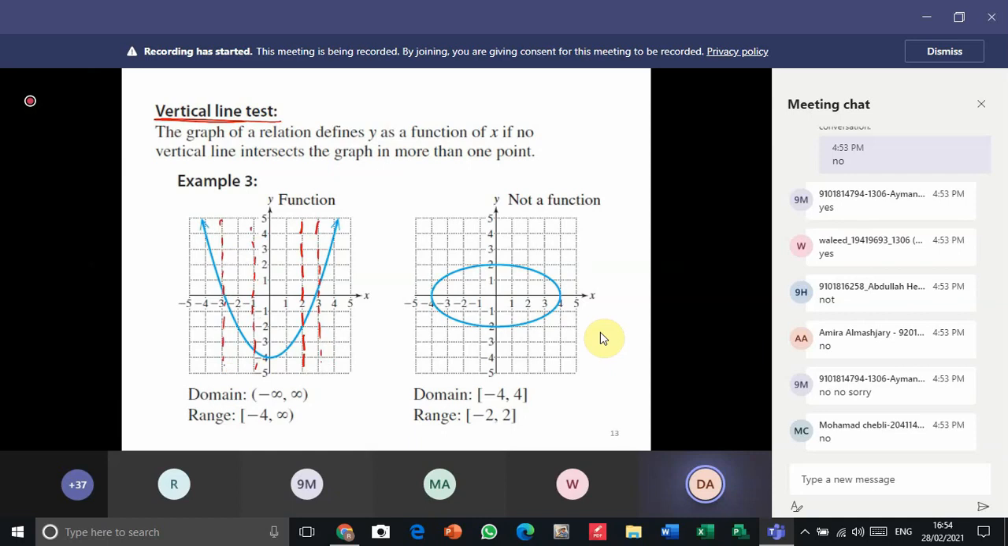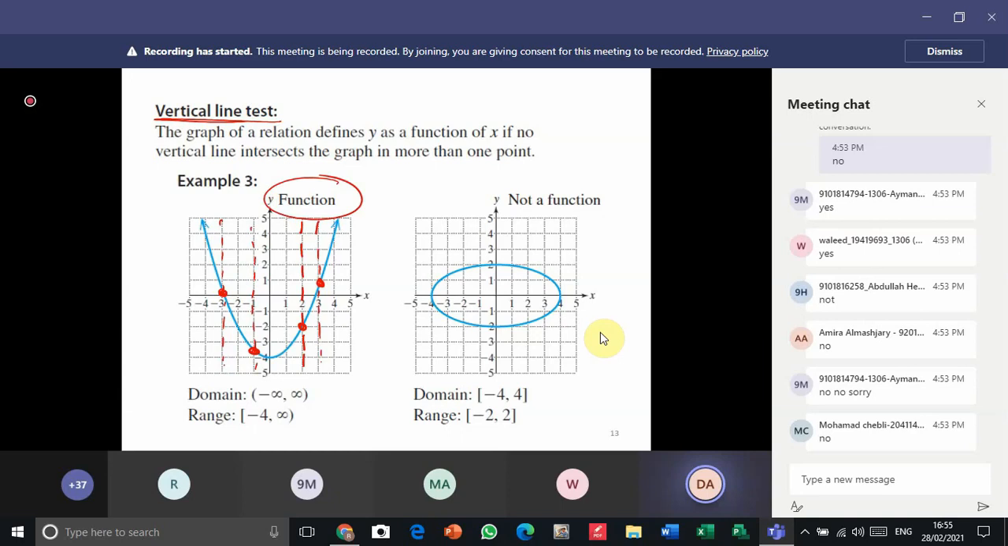Look at this, the vertical line in the red color. The line has only one intersection point between the line and the curve. For example, in the first line, one intersection. In the second, one intersection. In the third line, one intersection. For all vertical lines in red color, we have one intersection point for each line. Okay, so this is the function.